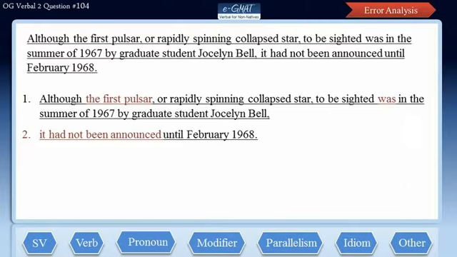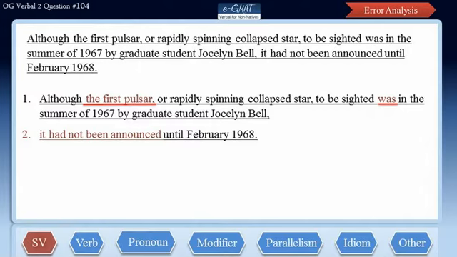Now, in the first clause, the subject is the first pulsar and the verb is was. So the sentence kind of reads that the first pulsar was in the summer of 1967 by graduate student Jocelyn Bell. Here, the subject and the verb do not make any sense together. So we have a subject-verb make sense error.